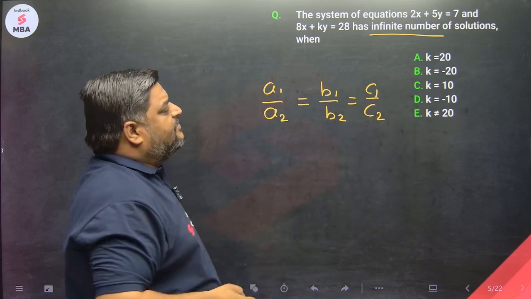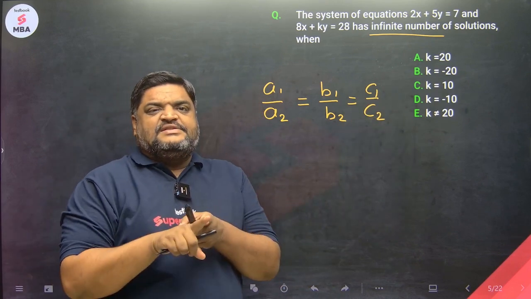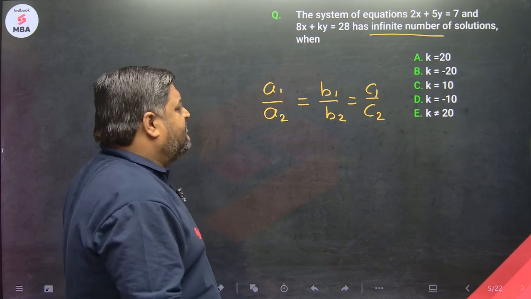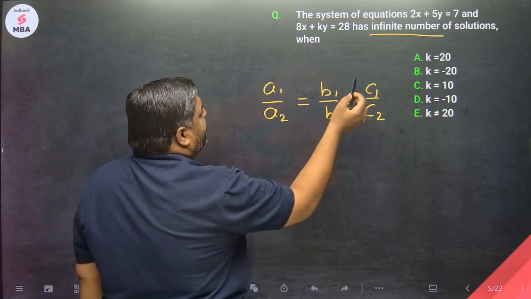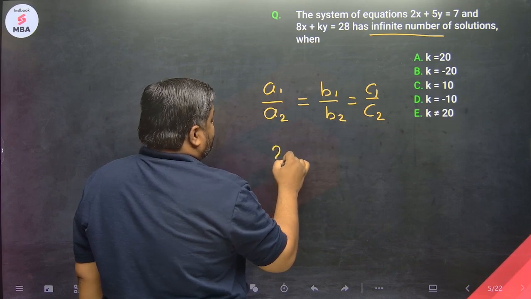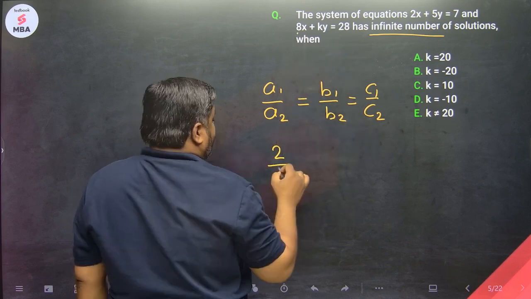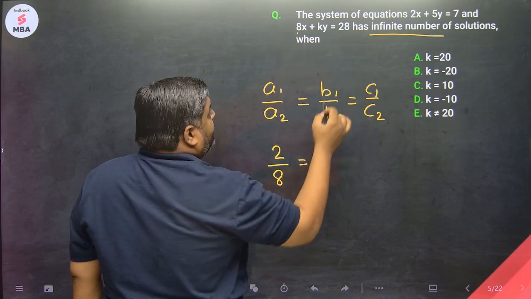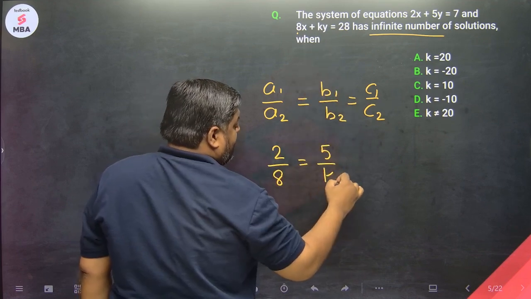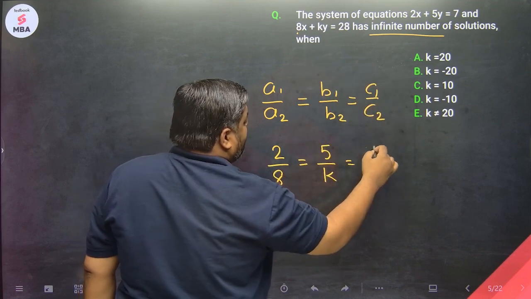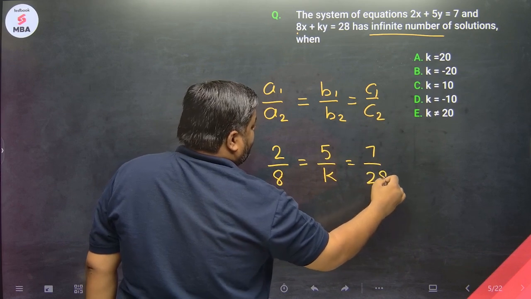Infinite number of solutions means coincident lines, the same lines, equations of the same line. What are A1, B1 and C1? A1 is 2, B1 is 5, C1 is 7. A2 is 8, B2 is K, C2 is 28.